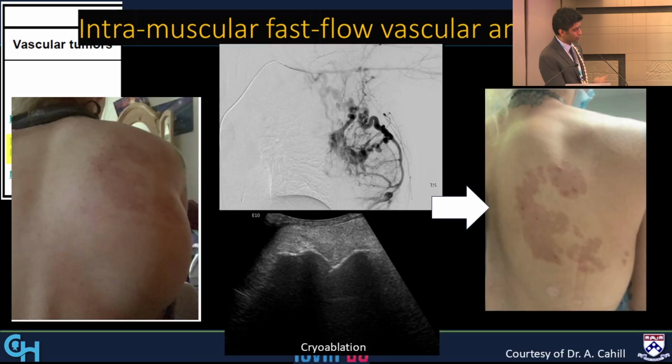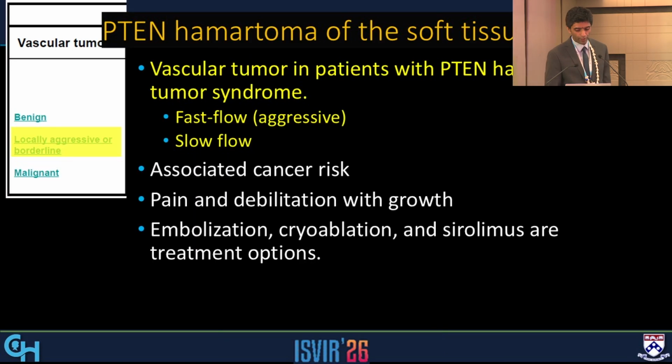This is a case from my partner, a similar lesion in the trunk. The intramuscular vascular anomaly was treated with cryoablation after it didn't respond to embolization. Good result with cryoablation here. Next, we move on to PTEN hamartoma of the soft tissues.